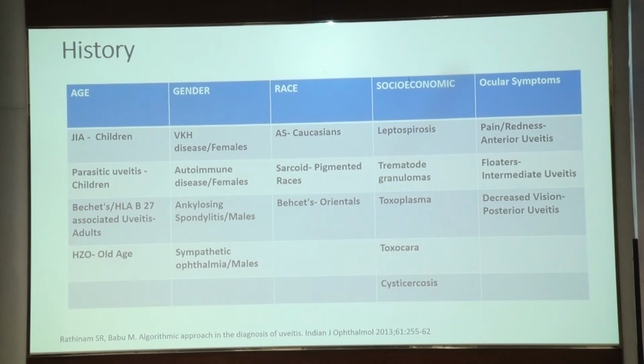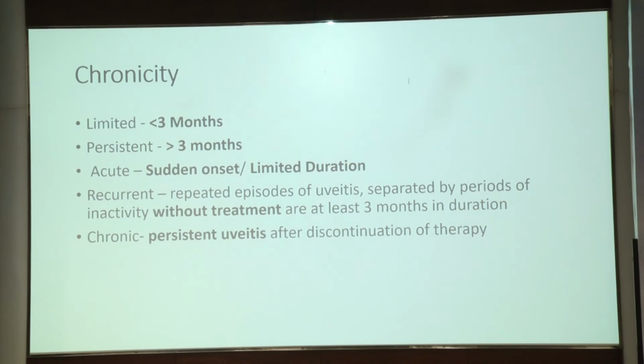Also, the ocular symptoms which the patient tells us may point towards a certain diagnosis, although this is not absolute. Pain and redness are more common in patients with anterior uveitis. Similarly, floaters are common in intermediate uveitis, and mostly posterior uveitis will present with symptoms like decreased vision. So again, this part of the history is also important.